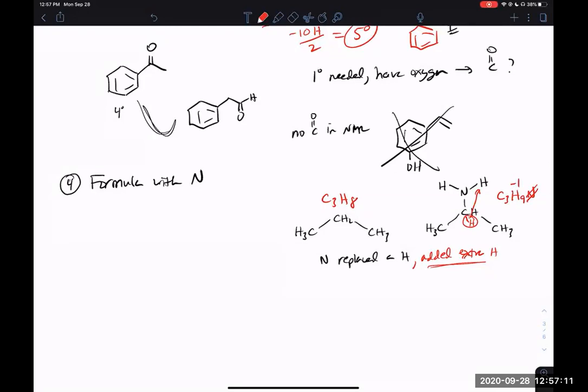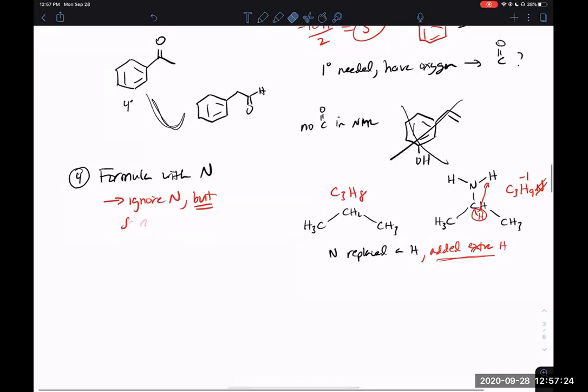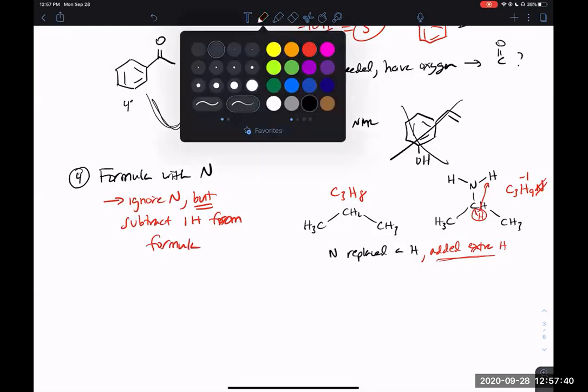And that's the plan with nitrogen: you ignore the nitrogen, but you have to subtract one hydrogen from the formula. So that's the adjustment. So let's go ahead and do an example with that.